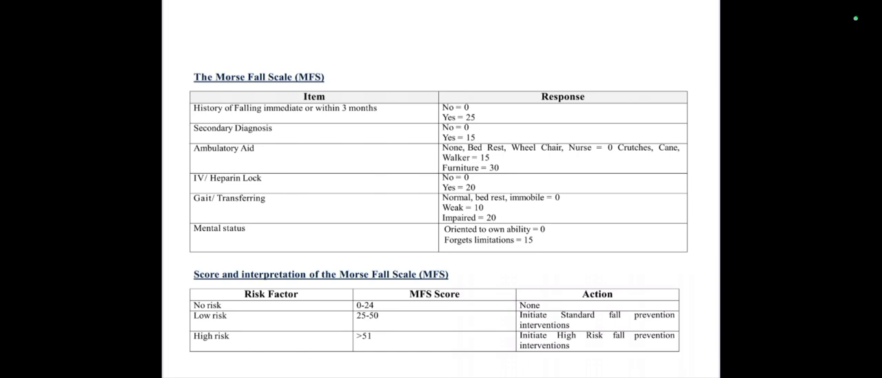Scores are interpreted in the Morse Fall Risk Assessment as follows. No risk: 0 to 20, no intervention. Low risk: 25 to 50, initiate fall risk prevention. High risk: 51 or more.